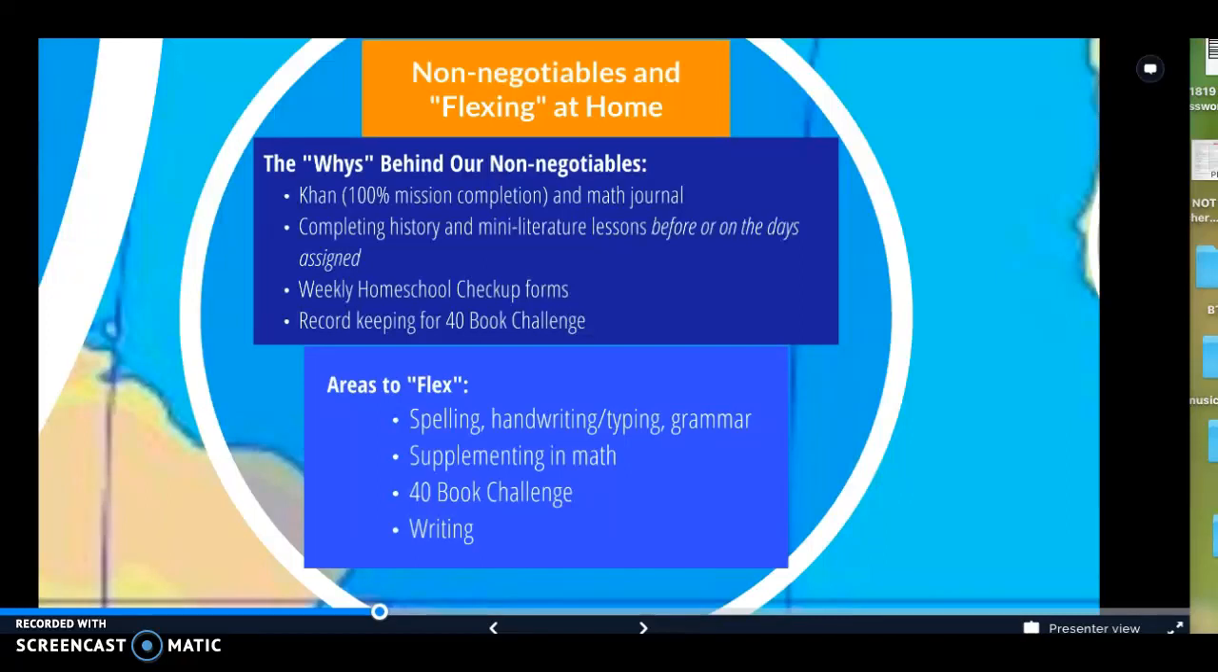We left off talking about supplementing in math, and I think I pretty much covered that, so I'm going to move on to another area that you can flex at home, and that is with the 40 book challenge. So with that, there is some flexibility in how you choose to keep your records.